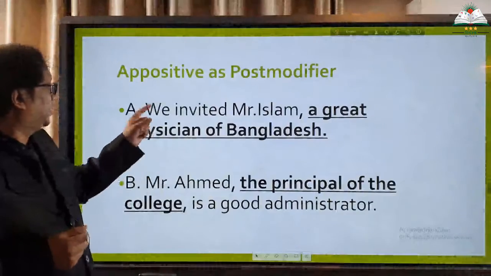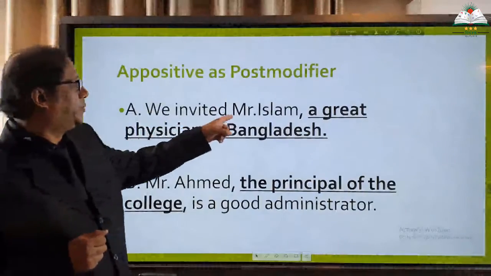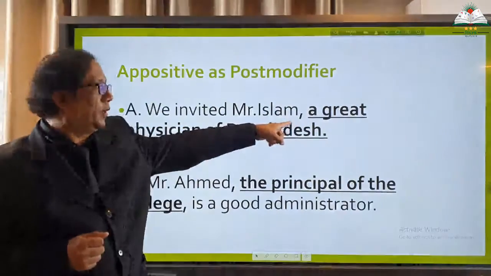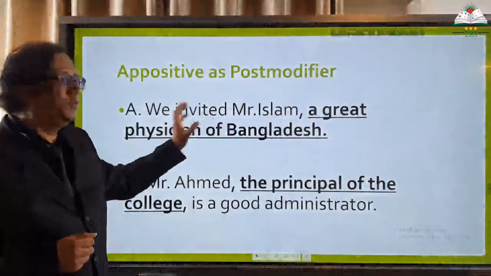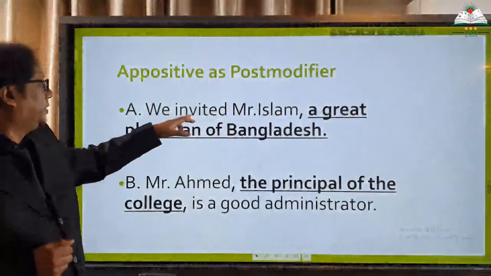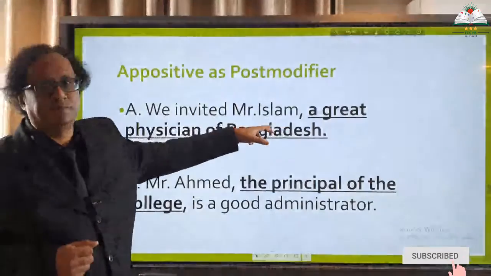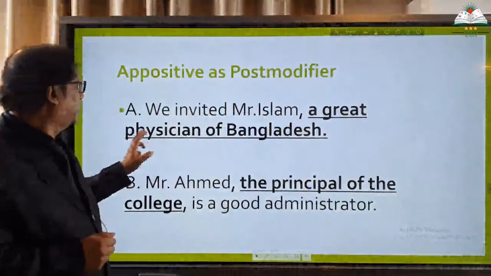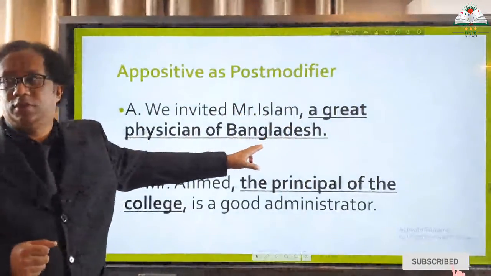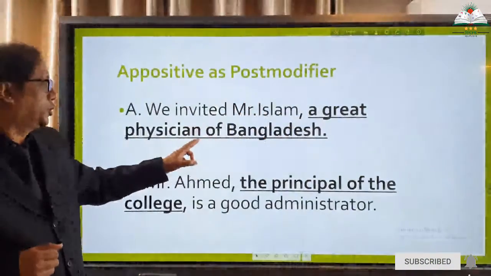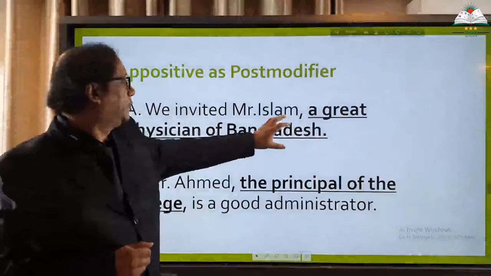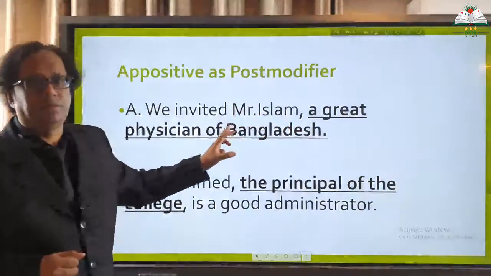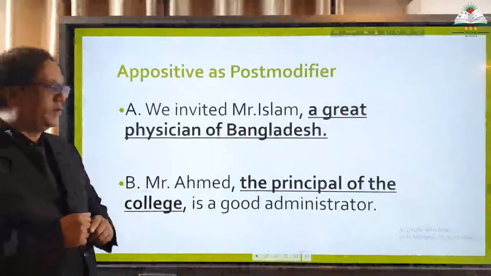Just look at this example. We invited Mr. Islam, then you should put a comma. Why? To give some extra information. We invited Mr. Islam. Which Mr. Islam? A great physician of Bangladesh. Okay? So this is appositive of Mr. Islam. We are giving some extra information.